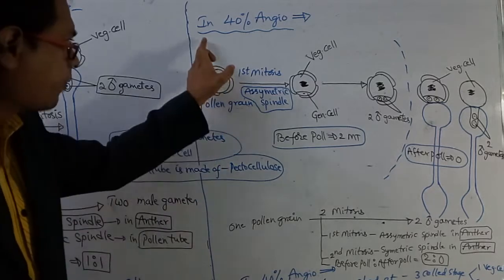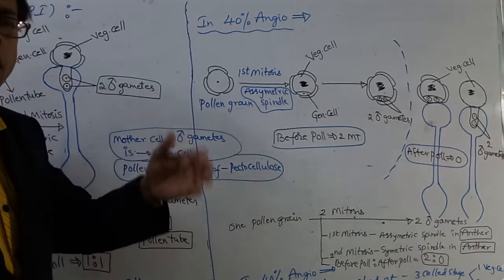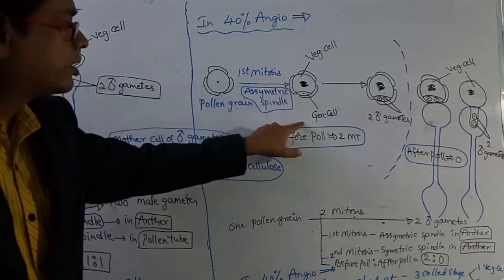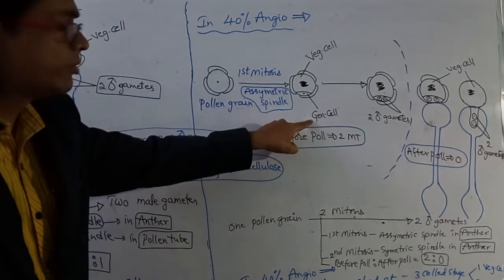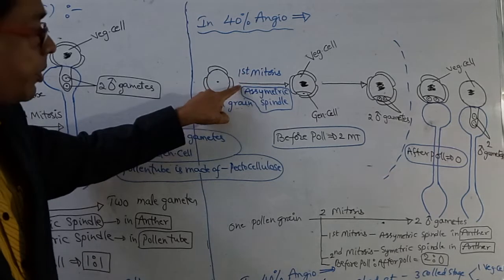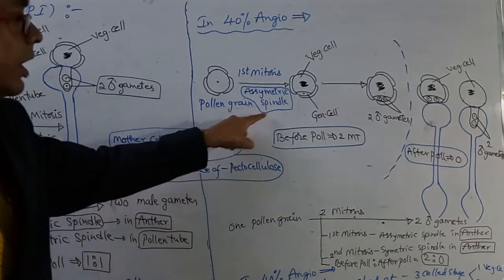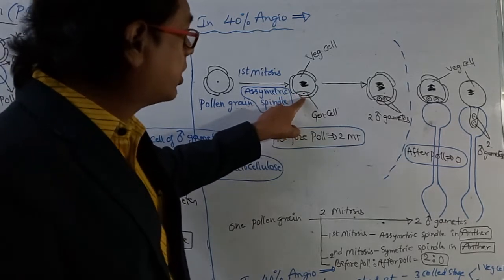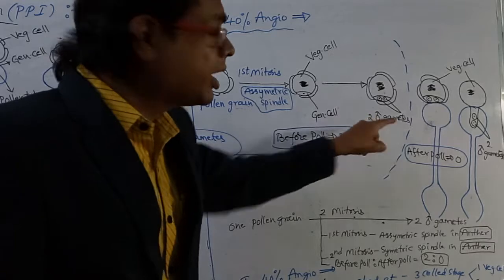Now, in 40% of angiosperms, how does this occur? This pollen grain divides into two cells, vegetative cell and generative cell. That is the first mitosis, which would be asymmetric spindle. Okay. This generative cell divides and forms two male gametes.